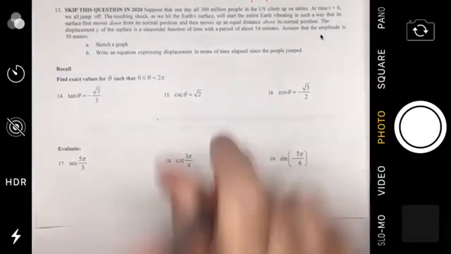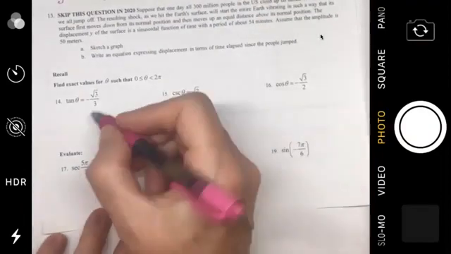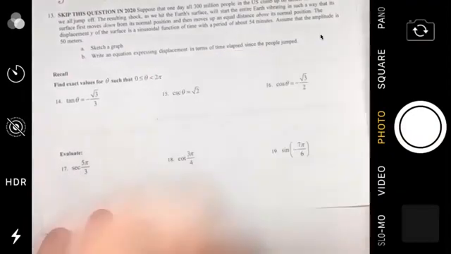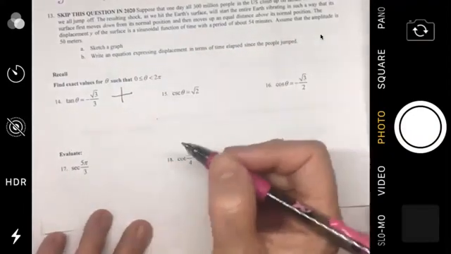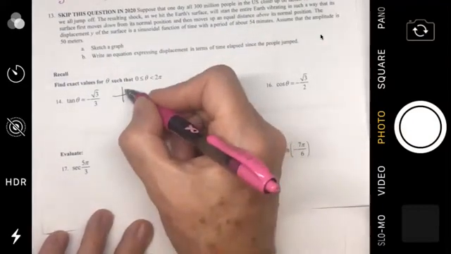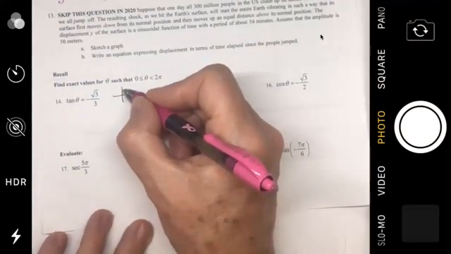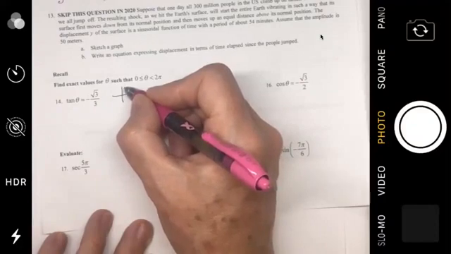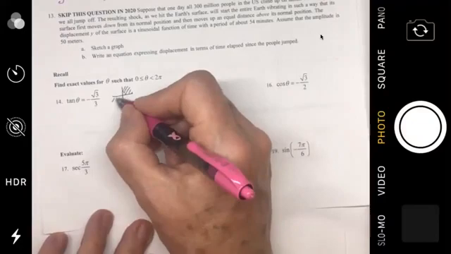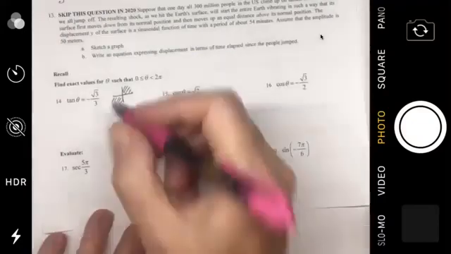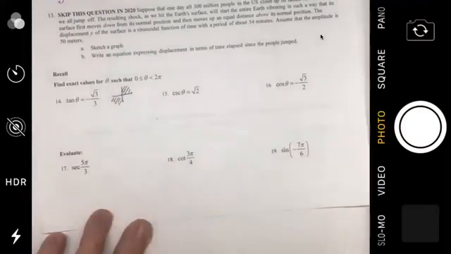Find exact values of theta such that tangent is negative. Well, if tangent is negative, that's either x or y is negative, but not both. One of them is negative, but not both. So they're not both positive. I'm not in quadrant 1. They'd both be negative there. I'm not there. I've either got a triangle in quadrant 2 or quadrant 4.